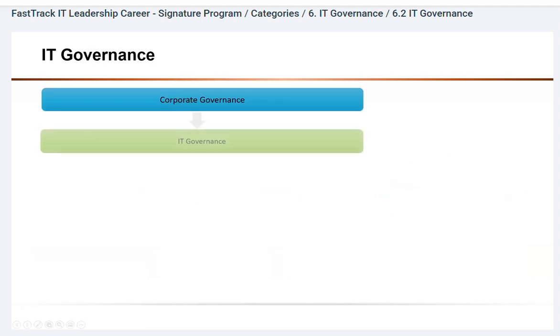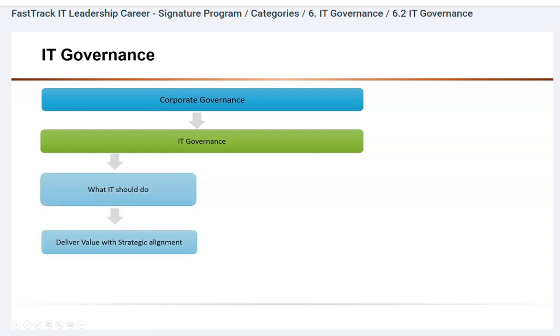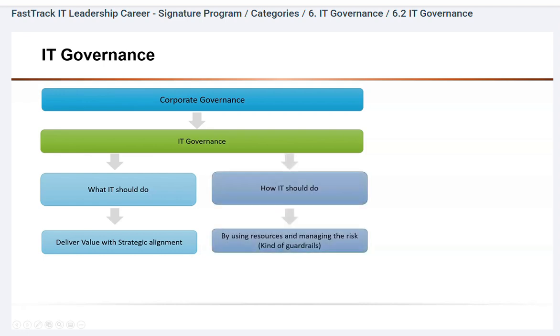Corporate governance has a direct influence on IT governance, or in other words, IT governance is a subset of corporate governance. And what does IT governance do? It tells what IT should do. We can say that IT should deliver value with a strategic alignment to the company. And how should it do that? By using resources and managing the risk. It's kind of guardrails, like do's and don'ts, policies and principles. Those all come in here.